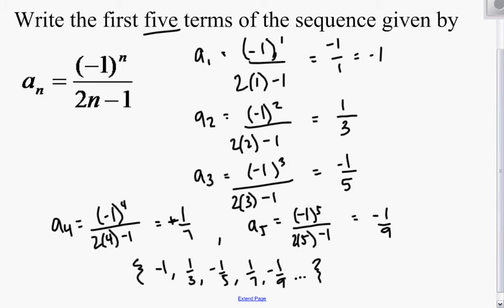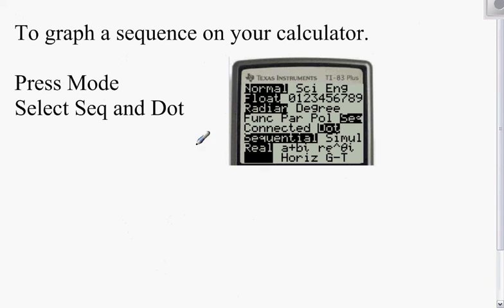Let's look at how to graph these on your calculator. To graph a sequence on your calculator, you're going to hit mode, sequence, and DOT. So dot stands for dot. So sequence, dot, and then you can graph those using your y equals. Okay.